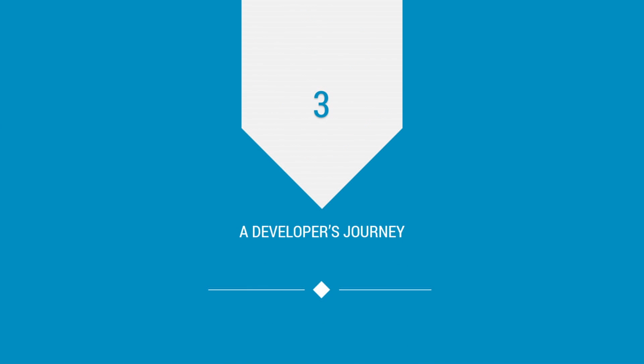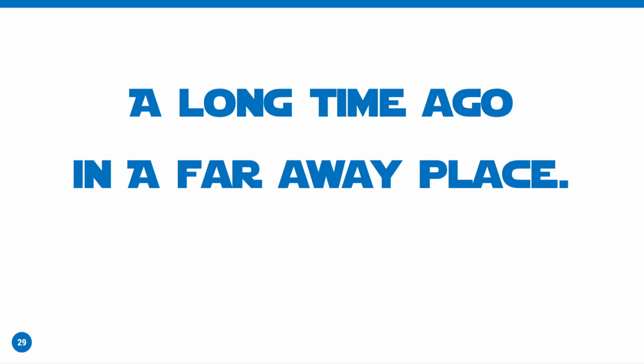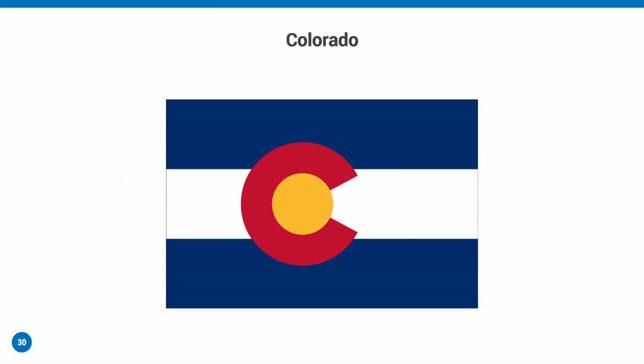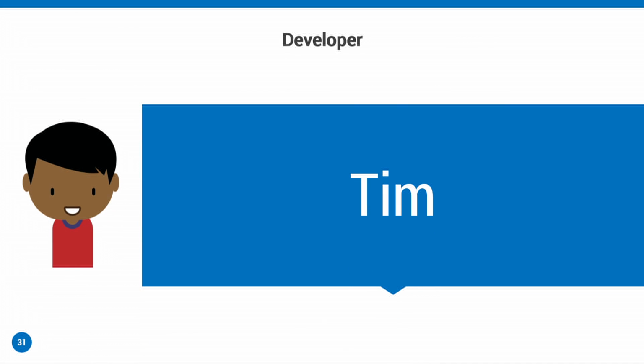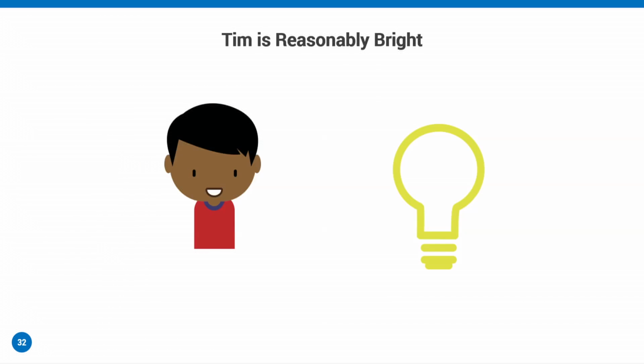All right. And so we begin the journey. A long time ago, in a faraway place, Colorado, there lived a developer. His name was Tim. That's Tim. This is Jim. Tim is not Jim, and Jim is not Tim. That's just for legal reasons, right?